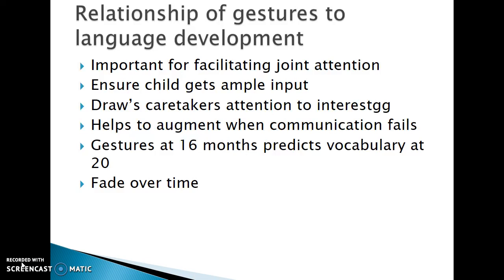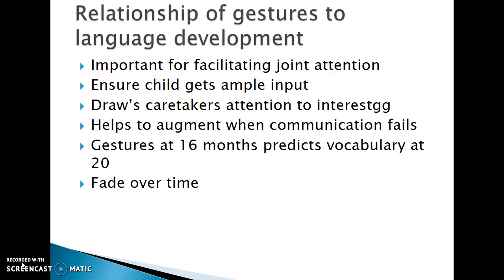We also know that gestures draw the caretaker's attention to things that are interesting to the child. For example, it helps to augment when communication fails. So we see that using gestural communication can be a way that a child who's not yet talking gets some of their needs met. If they want something that's maybe on the table and they can't reach it and they point, again, the adult's response is likely to engage with them and potentially allow them access to that item. And so we see that it helps decrease some of those maybe communication breakdowns, for example.